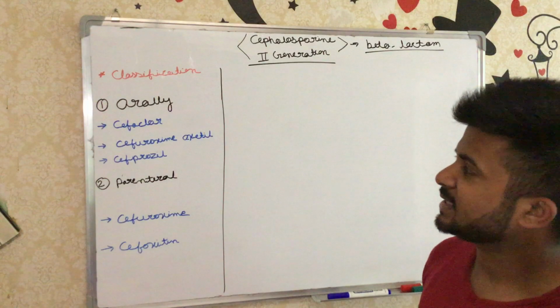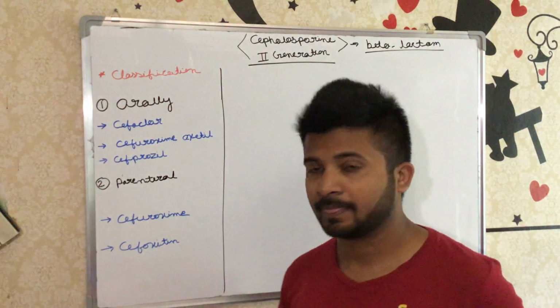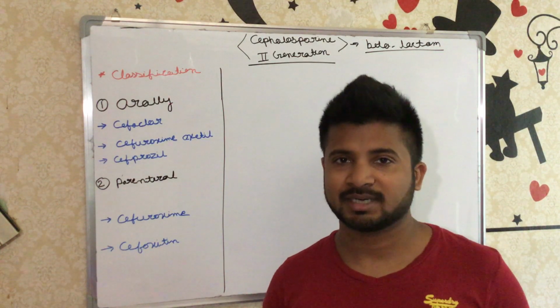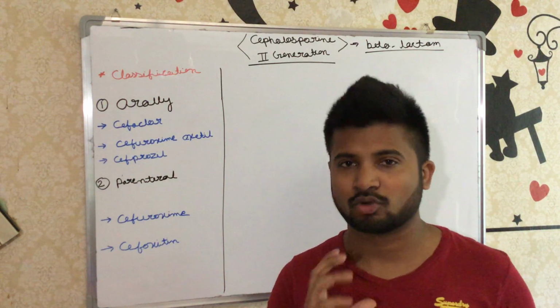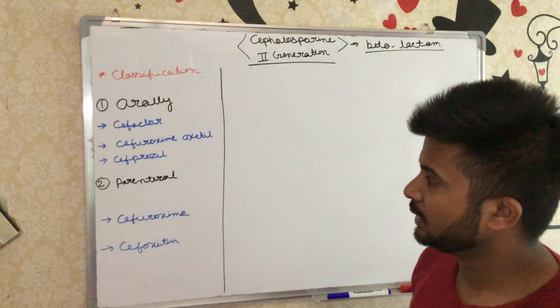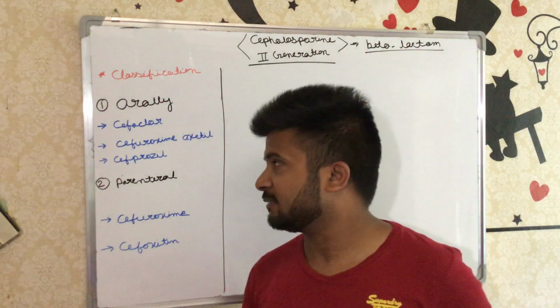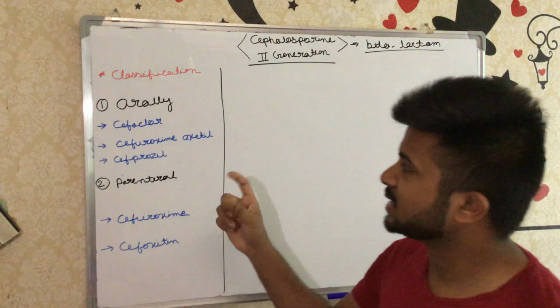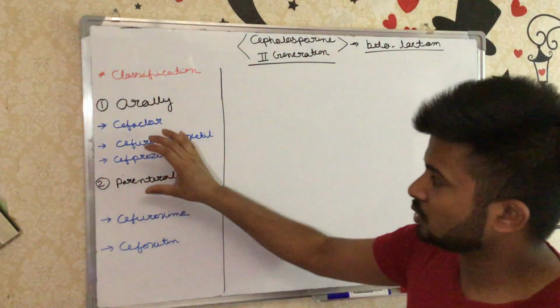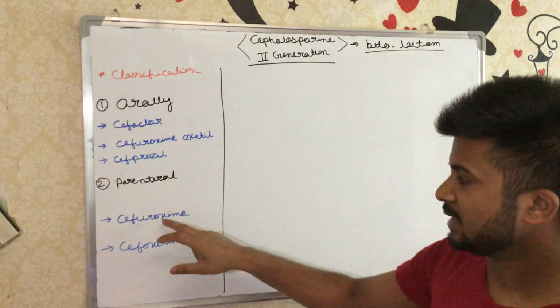So the classification: the first is cefaclor. As I said, all cephalosporin group drugs start with CEF, which is common. So cefaclor, cefuroxime axetil, cefprozil. These three drugs are oral, and the parenteral one is cefuroxime. Actually, both are the same, cefuroxime and cefuroxime axetil.